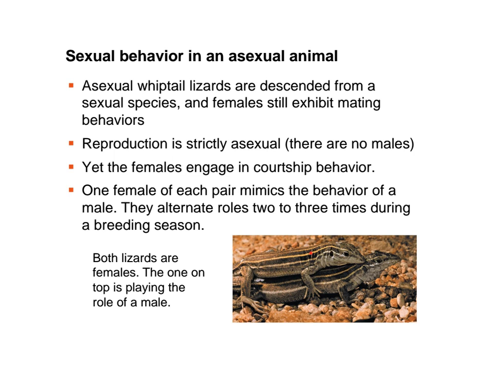There's essentially one female on top of another one. The one on top is mimicking the behavior of the male. The one on the bottom is acting as a normal female would in a sexual species. And it turns out these females will alternate roles two to three times during the breeding season.